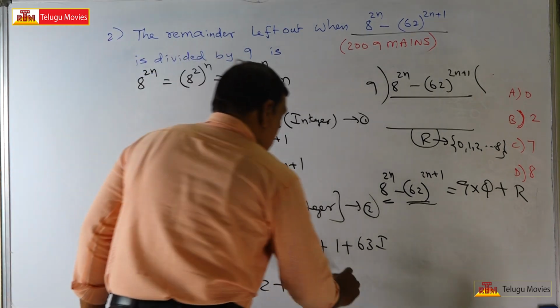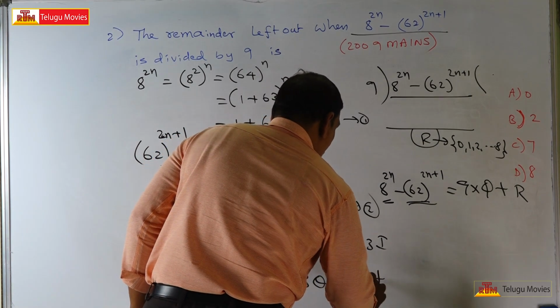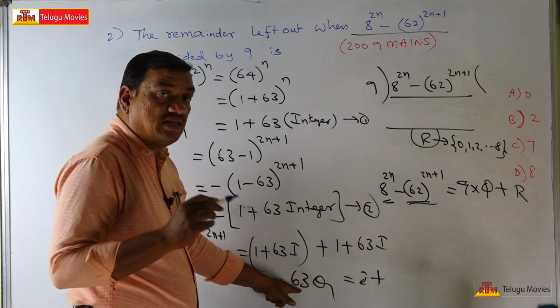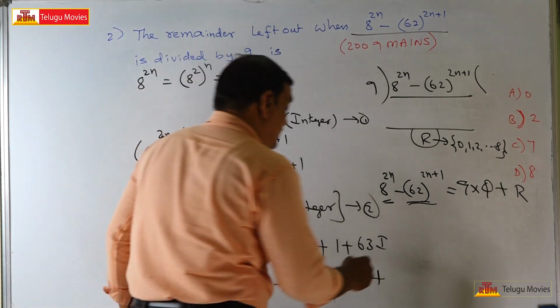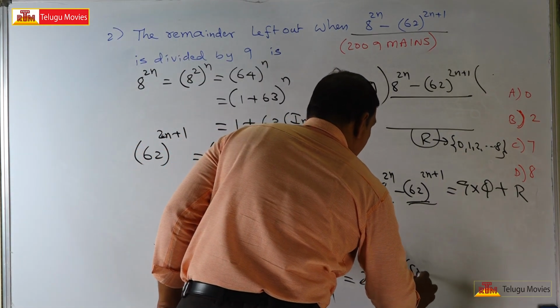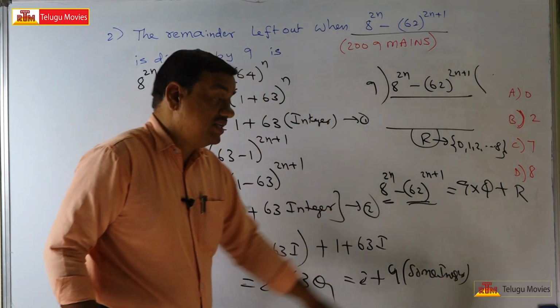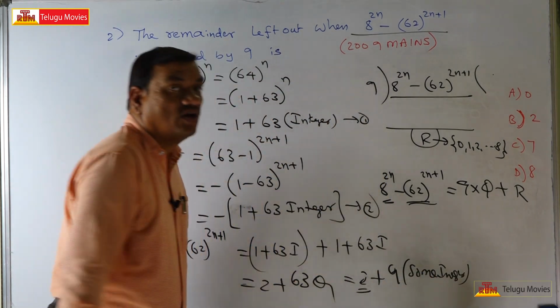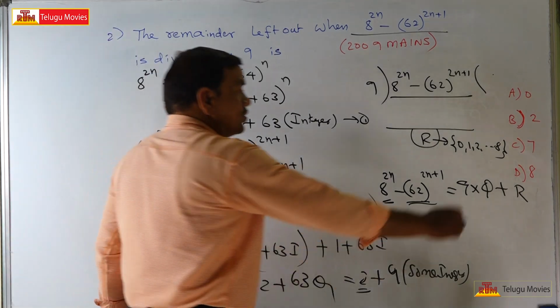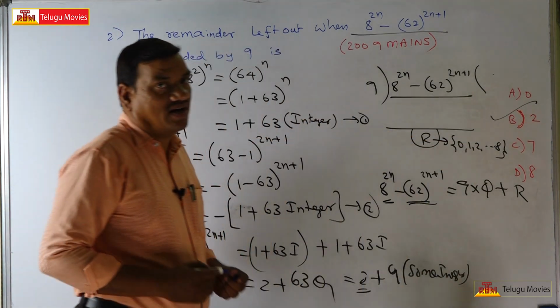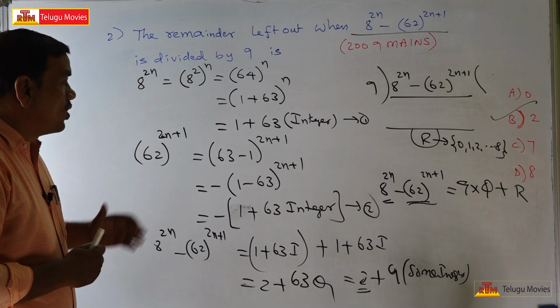So this is nothing but 2 plus 63, which means 9 sevens are, that is 9 into some integer. What is the remainder here? 2 is the remainder. So option 2 is the right answer. So understand this problem, total problem.